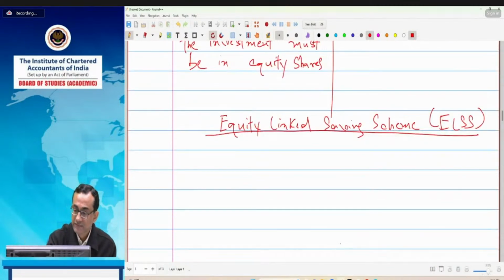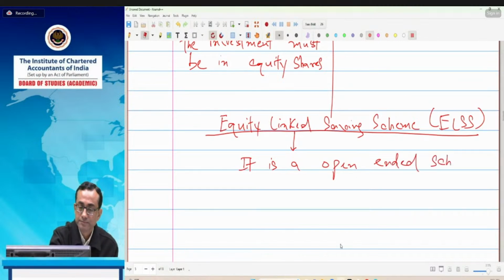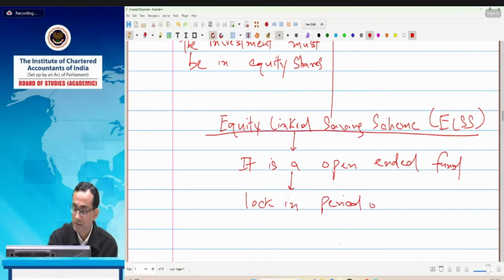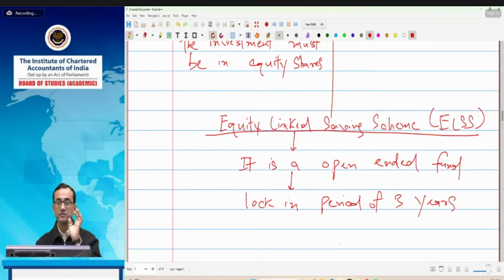In equity linked savings scheme, it is basically an open-ended fund, in spite of the fact that there is a lock-in period of 3 years. Lock-in period of 3 years means if one invests in an equity-linked savings scheme, one cannot sell it for a period of 3 years.